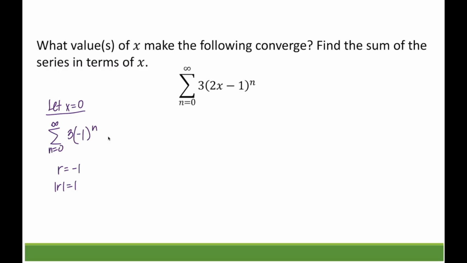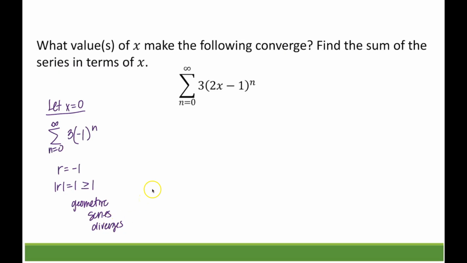And if our r value is either greater than or equal to 1, then my geometric series diverges here. Okay, so what values of x make the following converge? Not 0, right? When I substituted in 0, I got out a common ratio absolute value of 1, and so that doesn't work for a geometric series. So what values do work?